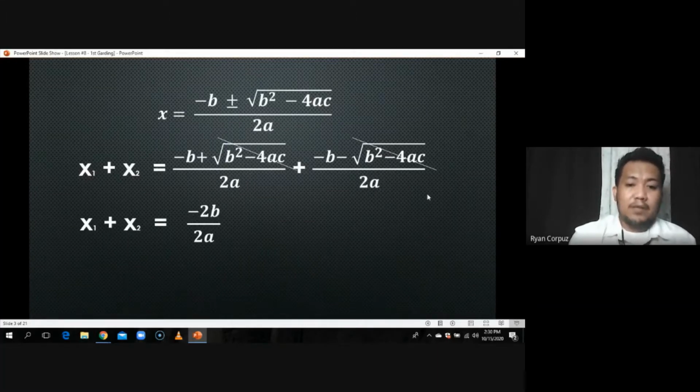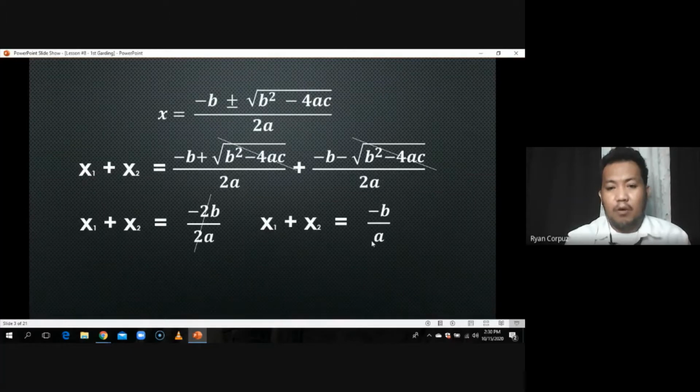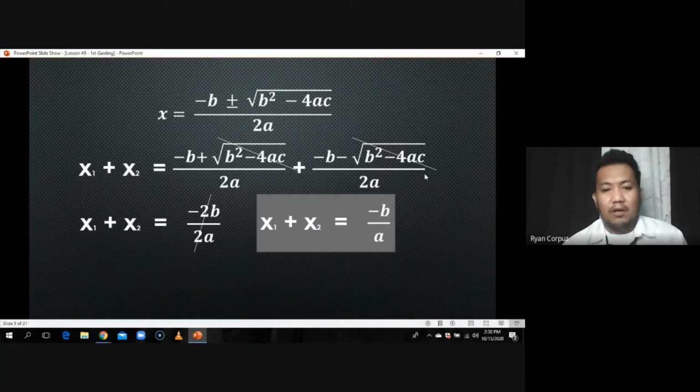Over, since they have the same denominator, simply copy the common denominator 2a. Then in the case of this, we can still simplify 2 here. So pag simplify natin 2, mangyayari, ma-cancel out ngayon yung 2. But negative will still be there. So we'll come up now with x sub 1 plus x sub 2 is equal to negative b over a. So that negative b over a, which is the sum of the roots, yun yung gagamitin natin for us to find out the sum of the roots. So ibig sabihin, we only need negative b over a.